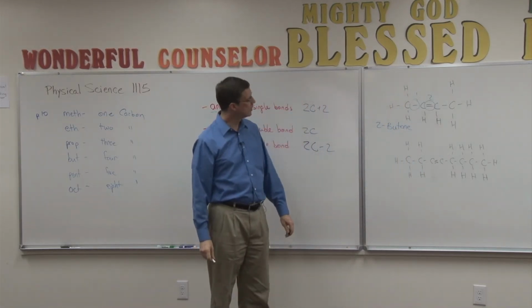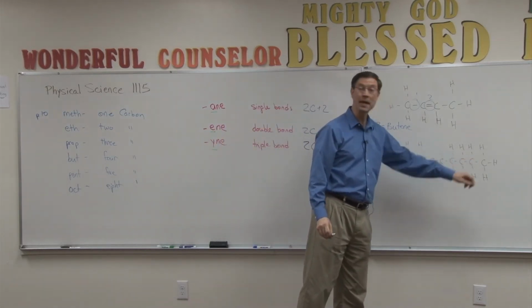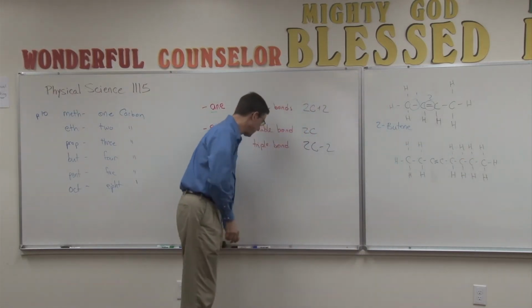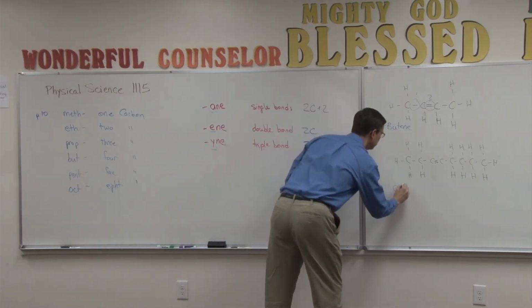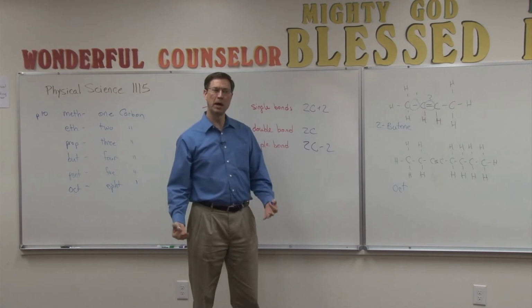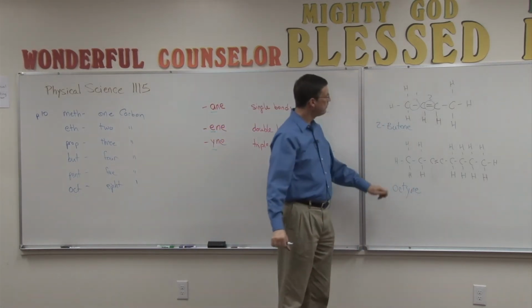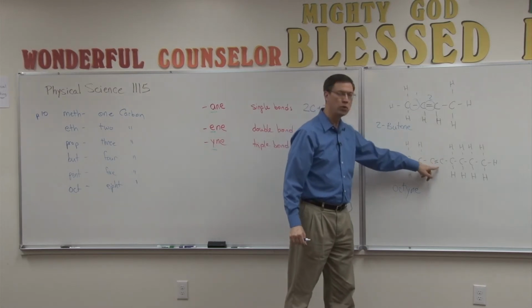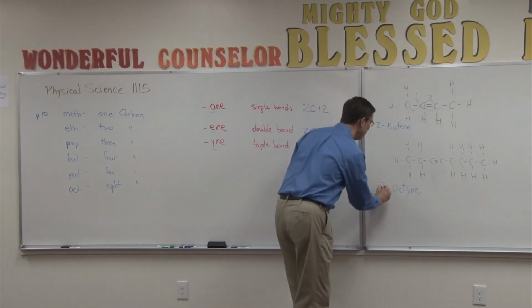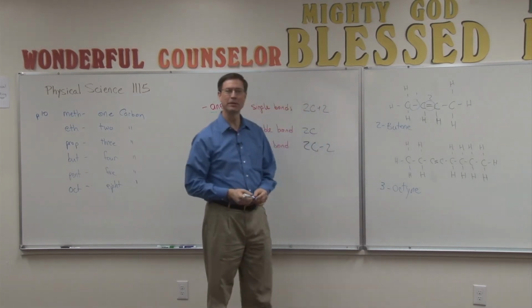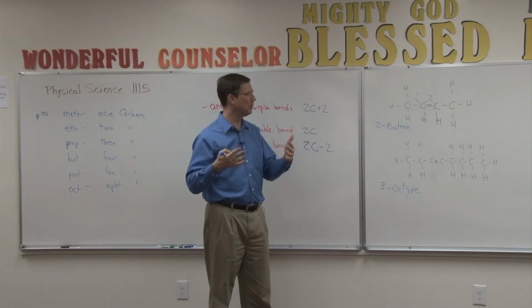So let's count how many total carbons we have. 1, 2, 3, 4, 5, 6, 7, 8. Since we have 8, we know it's oct. Because we have a triple bond, we know it's octyne. And then because it's in the 1, 2, 3, third position over, it's going to be 3-octyne. Did you follow that? Were you thinking that through with me and understanding where those numbers come from?